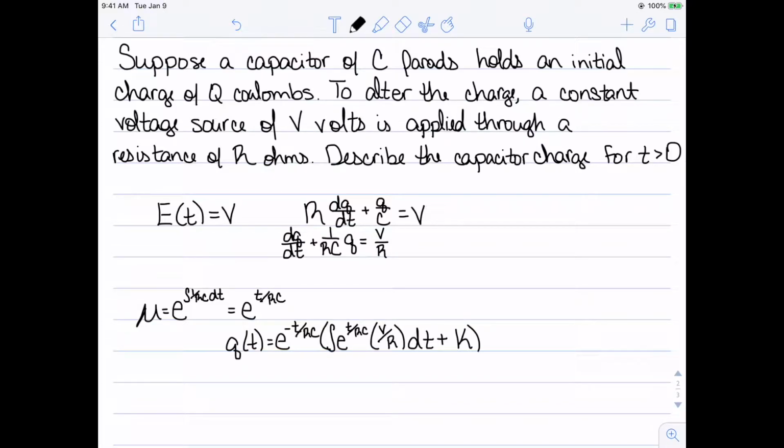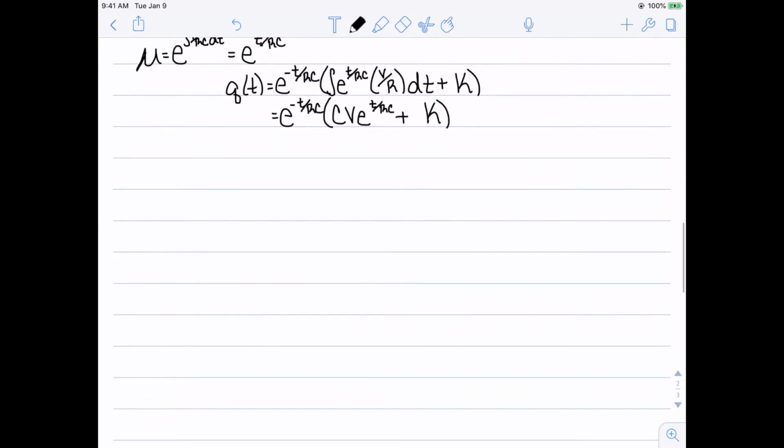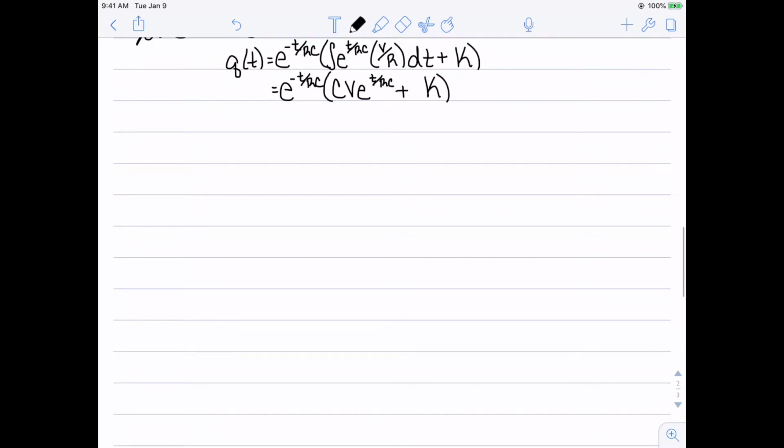This gives us, once we use our formula for linear differential equations, e to the negative t/RC times the integral of e to the t/RC times V over R dt plus k. We then have, once we integrate and simplify a little bit, e to the negative t/RC times CV times e to the t/RC plus k. We can go ahead and distribute this to simplify even more. When we do, we get CV plus k times e to the negative t/RC.